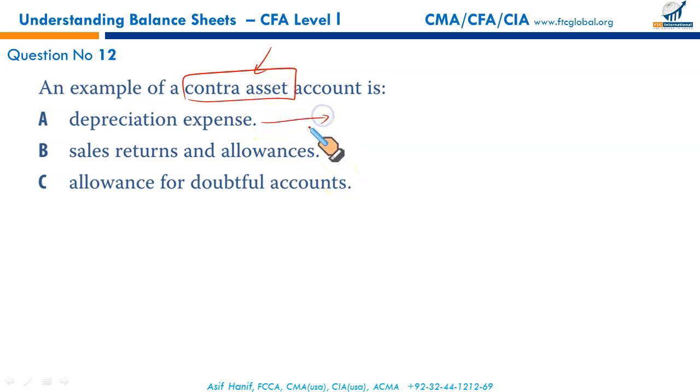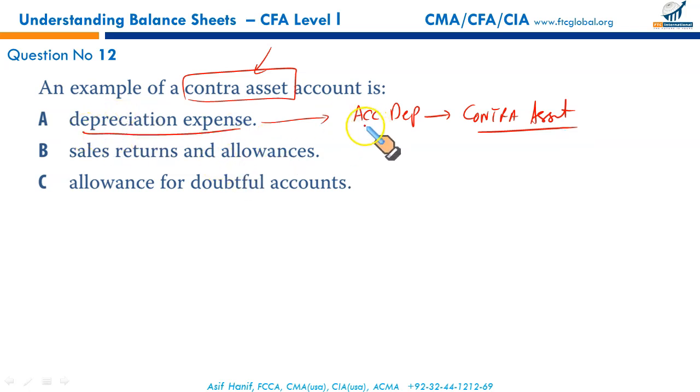Depreciation expense. It's an expense. Accumulated depreciation, where we keep on piling up our depreciation every year. Yes, this is a contra asset, because it is shown as a deduction from the cost of the asset. But here the word is depreciation expense, not accumulated depreciation. And this is the reason this is the wrong option.